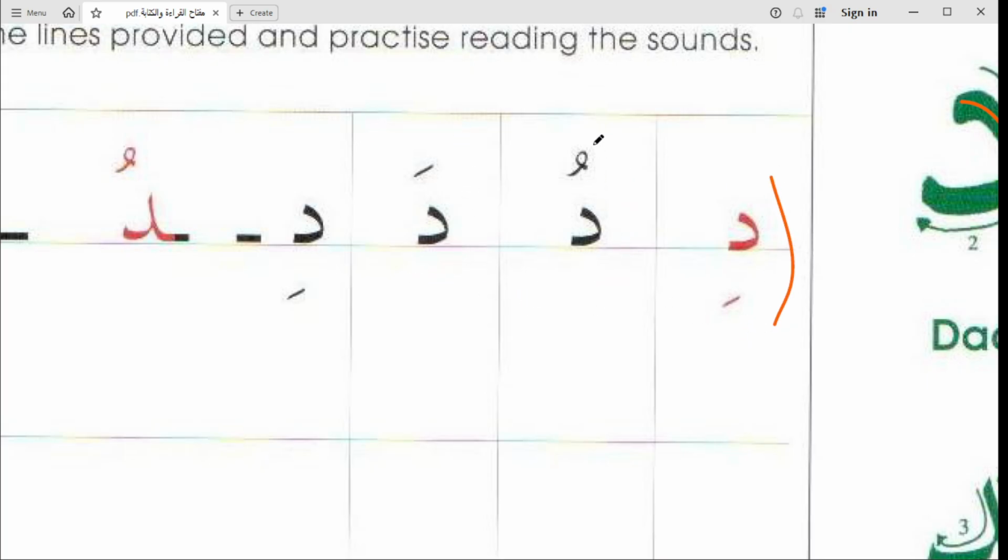So Di, Du, Da. And remember, these are short vowels. Don't say Dii, don't say Duu, and don't say Daa, because they are not long vowels. They are short vowels. It's the letter with a short vowel, a letter with a Fatha, Dhamma, or Kasra. So it's going to be Di, Du, and Da.